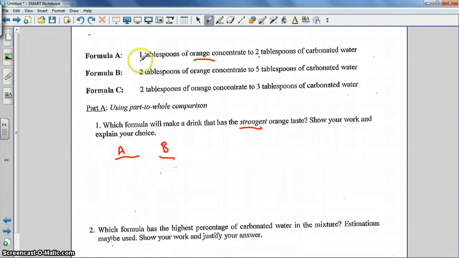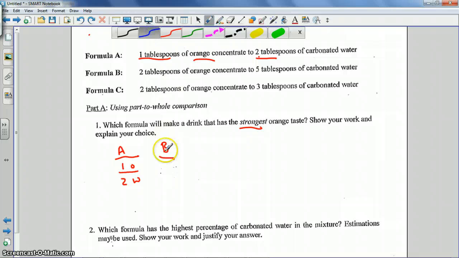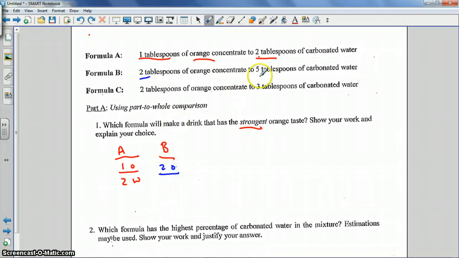So Formula A has 1 tablespoon of orange to 2 water. So that's a 1 orange to 2 water ratio. Now we're doing orange to water, so we need to do that same ratio here. We're going to compare it to B. That's 2 orange to 5 water. And the strongest one's the one that has the highest ratio of orange to water.